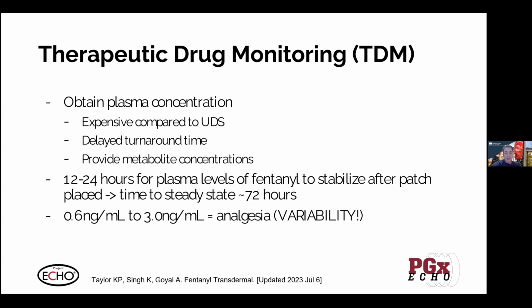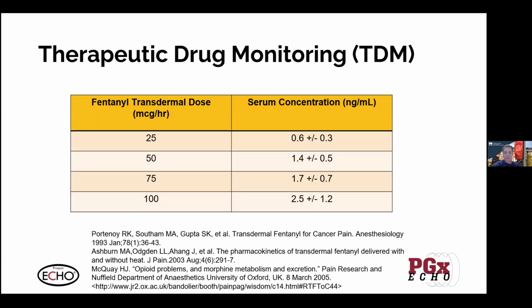And I do want to mention there is a lot of interpatient variability in terms of what that serum level coming back means, and whether they're getting analgesia from that or not. So for example, a patient's serum level could be 0.5 and they're getting great pain relief. A patient's serum level could be 2.9 and they're getting great pain relief, right? So there's a lot of variability when it correlates to that lab value.